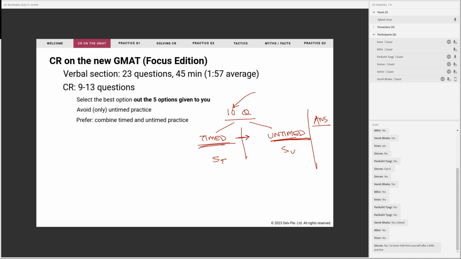Quick check, makes sense? Yep. Makes sense. Excellent. All right, Simran's also giving me a yes.